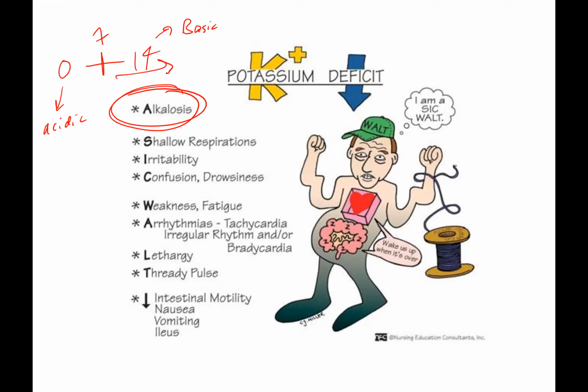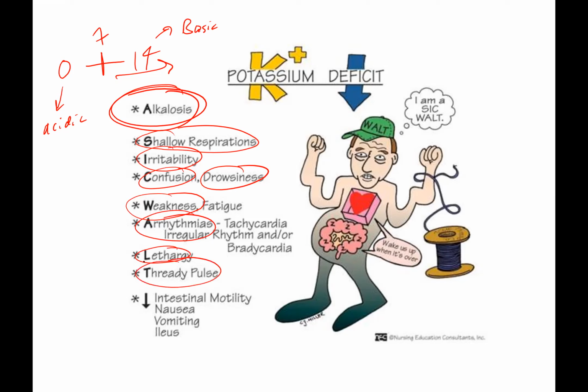Shallow respirations, so breathing issues. They appear irritable, confused, drowsy, weak. Changes in heart rhythms, very lethargic. A thready pulse, changes in pulse, and then decreased intestinal motility. So they feel all backed up in the gut area.